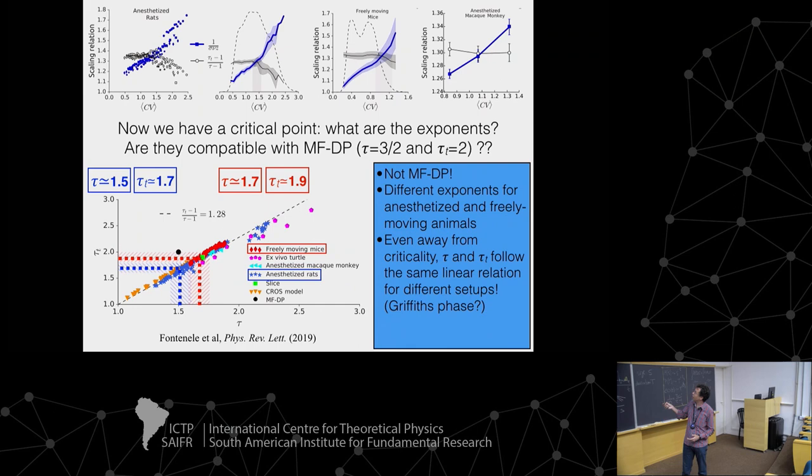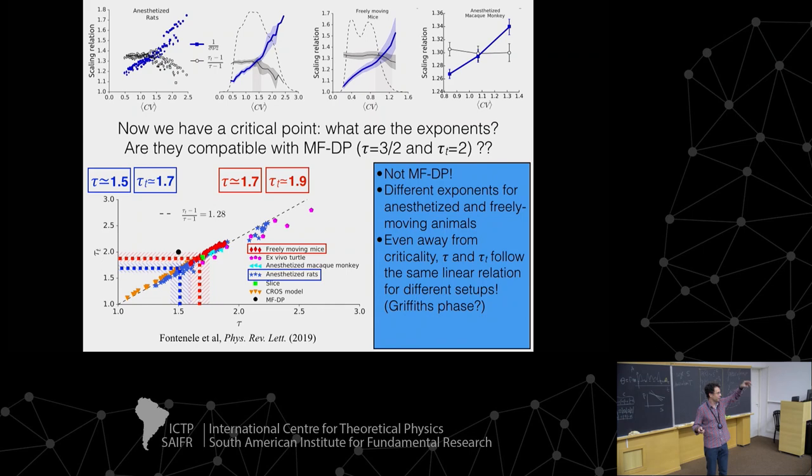But notice that even away from criticality, tau and tau_t follow the same linear relation. And this is the same linear relation for different setups. Remember the turtle, the ex vivo turtle? I just grabbed the exponents that they published and threw them here. It's the pink points here. It's an ex vivo turtle, not an anesthetized, freely behaving mouse. But the exponents fall more or less along the same line. There's another paper by John Beggs, the Friedman 2012 paper that I mentioned briefly. It's an experimental paper. I just took the exponent from there and put it here, and it falls into the same line.